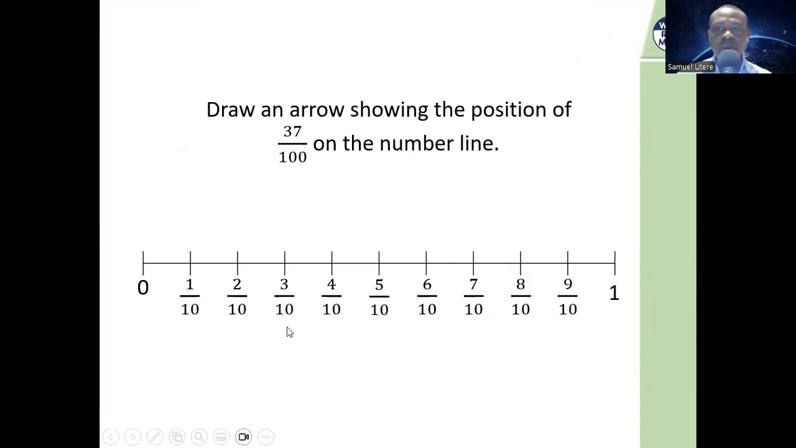the 100 square grid. So if you don't know what I'm talking about, it's important that you watch the lesson before this one. And then we know that 4/10 is the same thing as 40 hundredths. So 37 hundredths will definitely be closer to 40 hundredths.